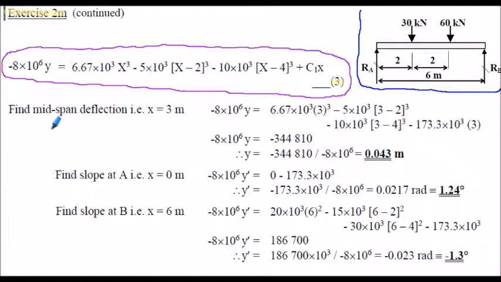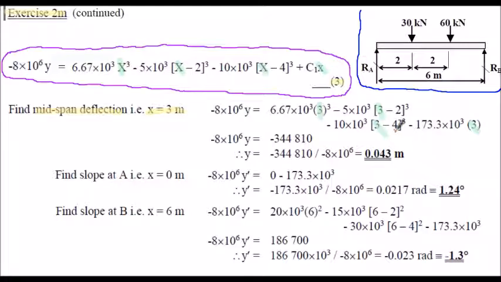So now we're going to calculate the midspan deflection when x is equal to 3 meters. All that means we put the value of 3 wherever we see an x in our equation, and that will allow us to calculate the value of y. So we have an x here, so we'll put the value of 3 here, an x here, value of 3 here, an x here, value of 3 here, and the x in C1, so the value of 3 here.